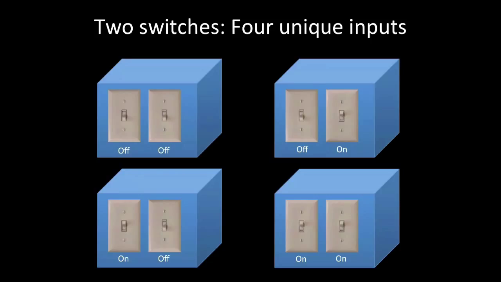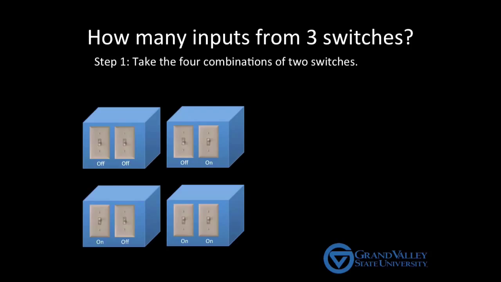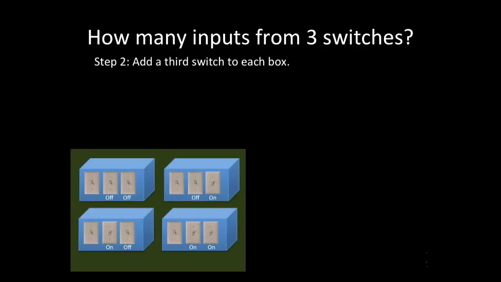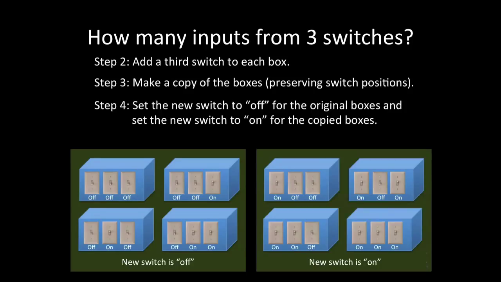How many different integers could we ask about if we put a third switch on the box? Let me show you how to figure that out. Let's begin with the 4 combinations of 2 switches. Then add a third switch to each of those 4 combinations. For each combination, we now have 2 choices: turn the new switch off or turn the new switch on. Thus, as you can see, given 3 switches, there are 8 distinct combinations of switch positions, which means that a box with 3 switches can answer a question about any of 8 different integers.